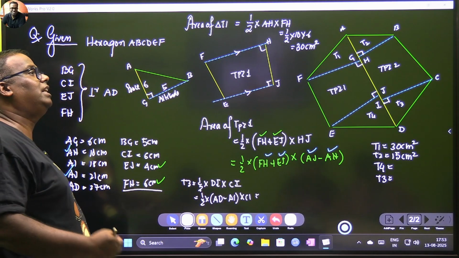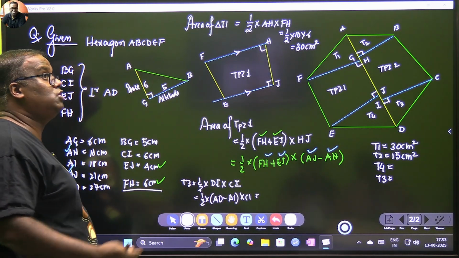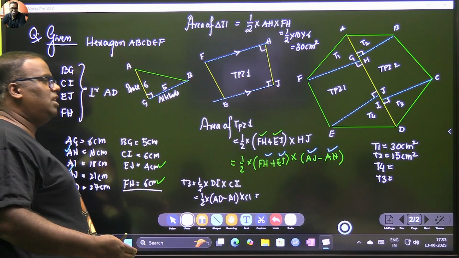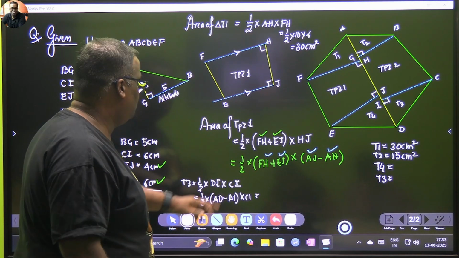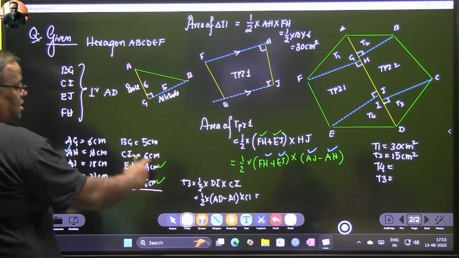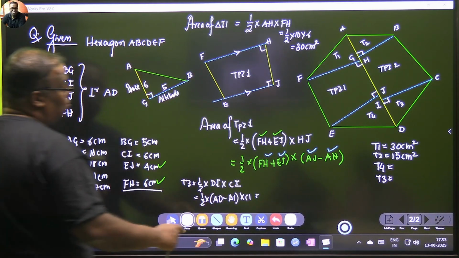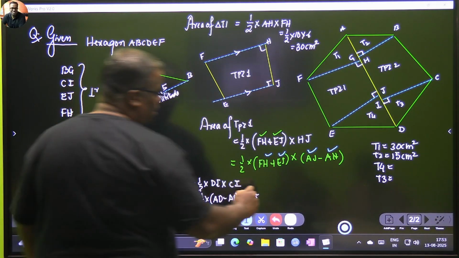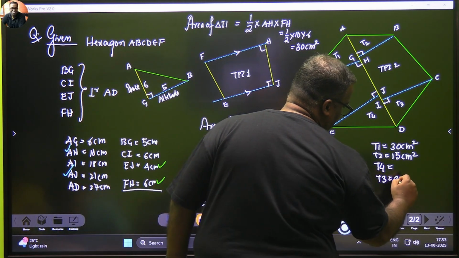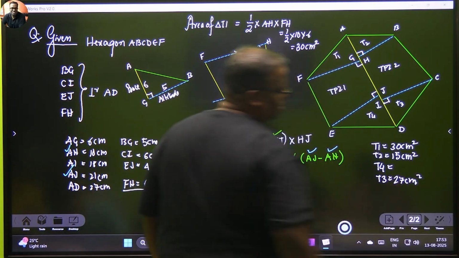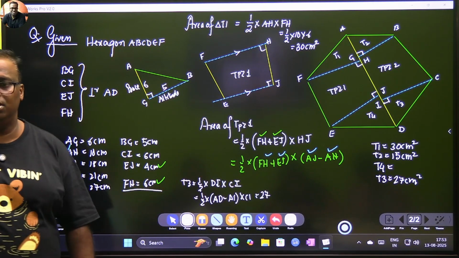27. If you add 10, it is 28. So if you add 9, it should be 27. So 9, 9, 9. Then multiplied by CI. CI is 6. 6 divided by 2 is 3. So 9 into 3 is 27. It should be 27 centimeters square. Check karo. Have you got 27 centimeters square?